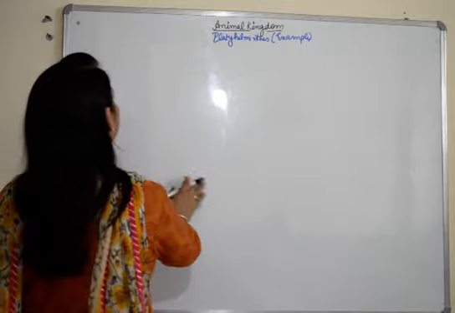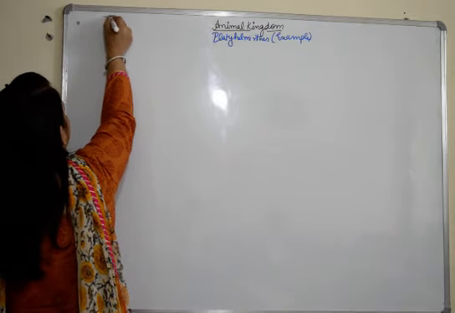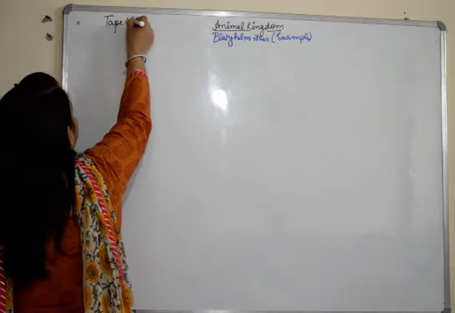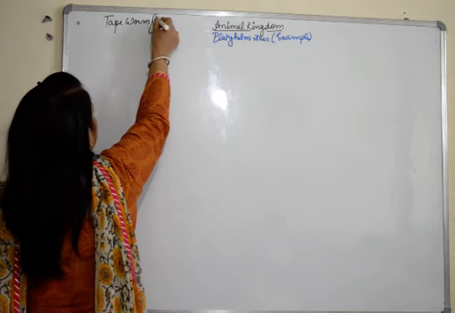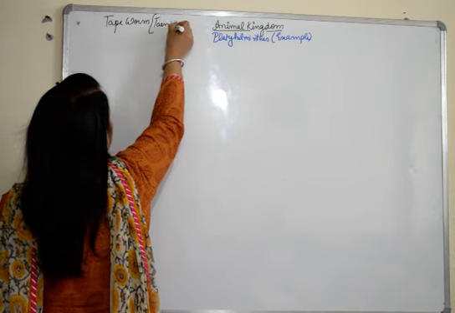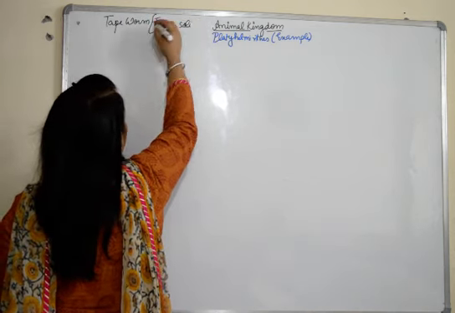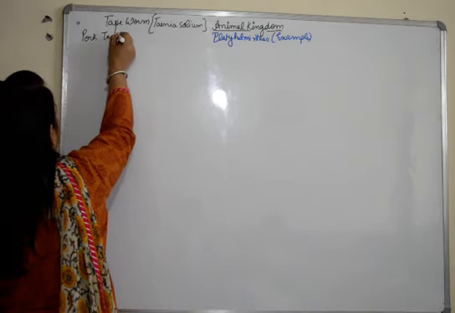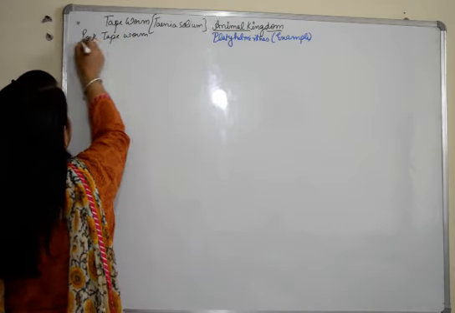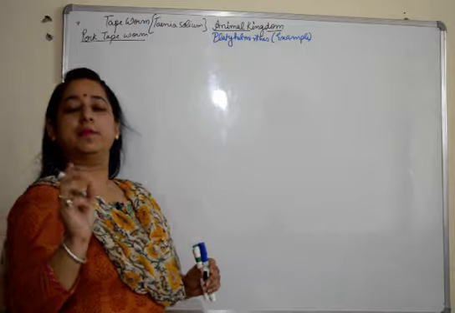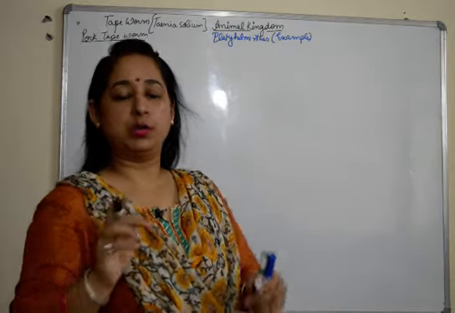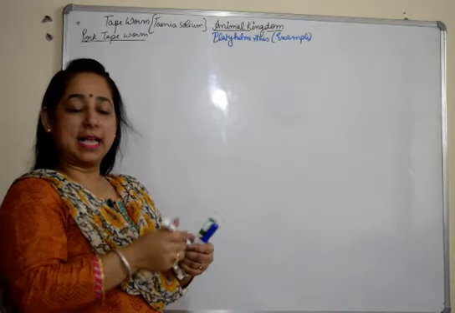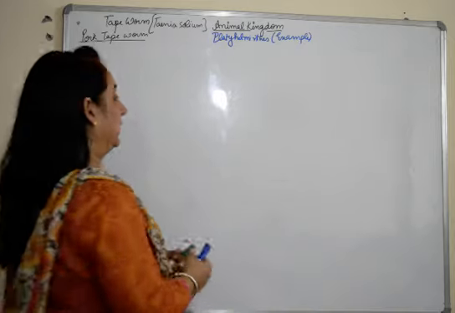Fine, so we'll start with it. We are going to discuss tapeworm. Tapeworm is also known as Taenia solium, its zoological name, and it's also known as pork tapeworm because it is found in the pig's body also. Fine, so we'll start with the general characteristics.